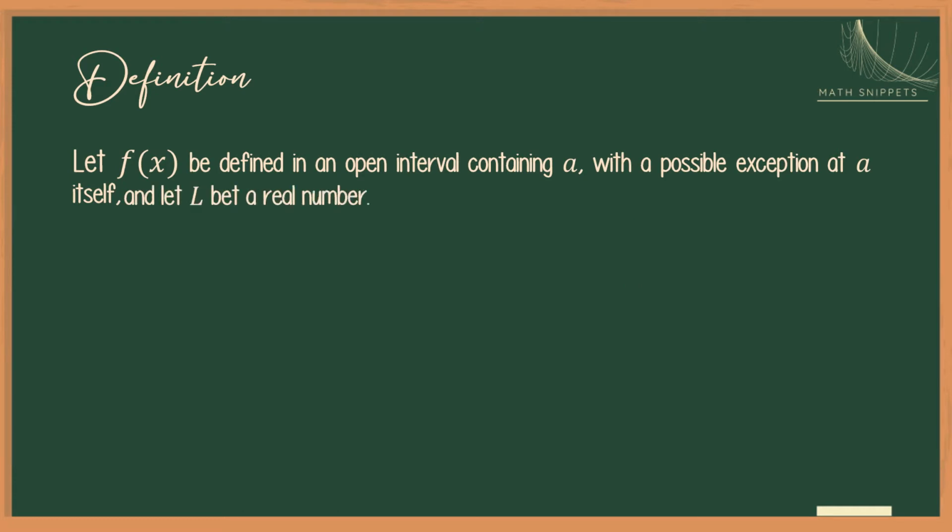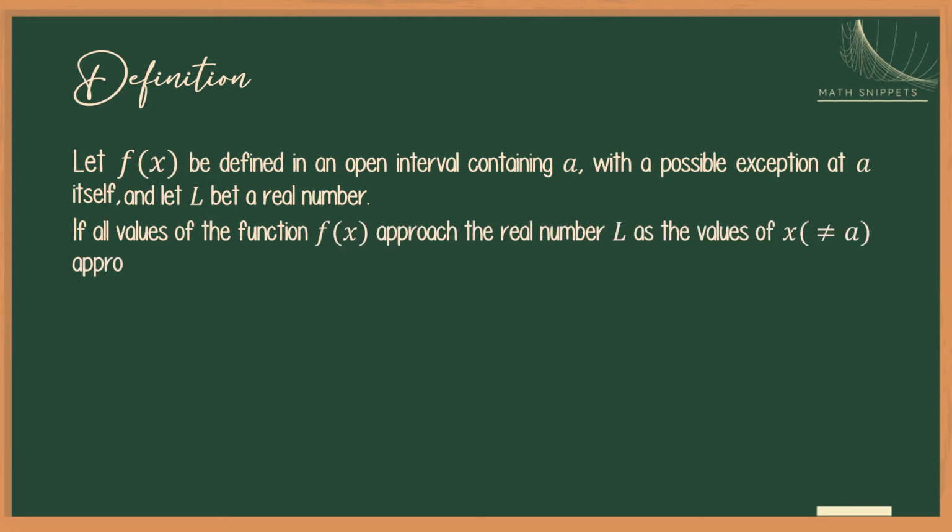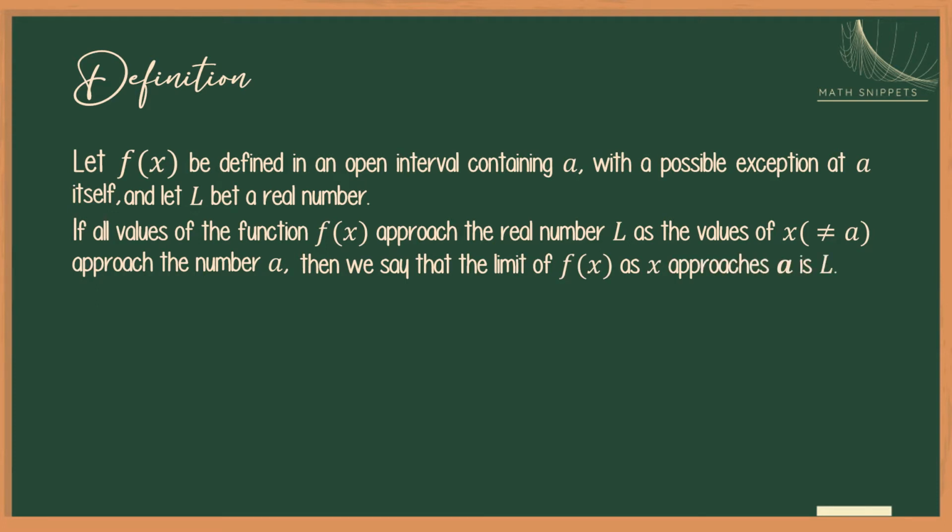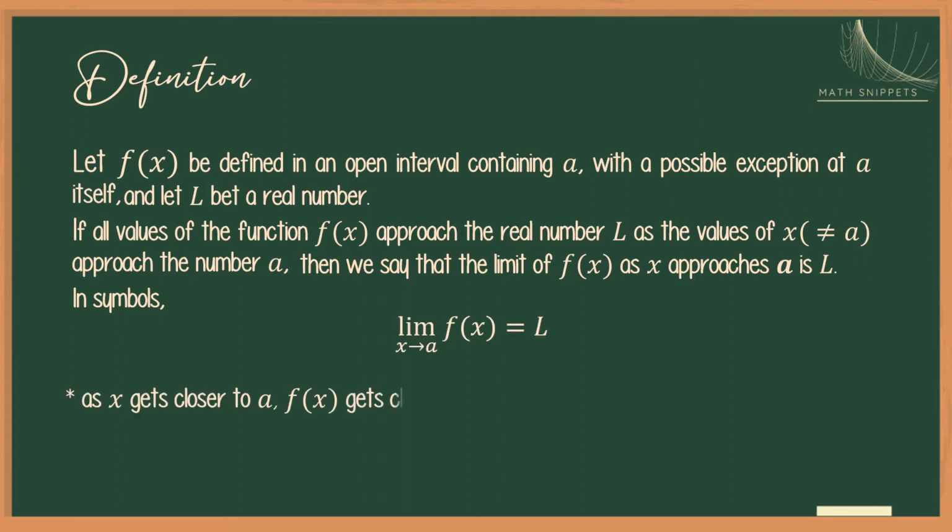And let L be a real number. If all values of the function f of x approach the real number L as the values of x approach the number a, then we say that the limit of f of x as x approaches a is L. In symbols, we write it as the limit of f of x as x approaches a is equal to L. In other words, we say that as x gets closer to a, f of x gets closer and stays close to L.